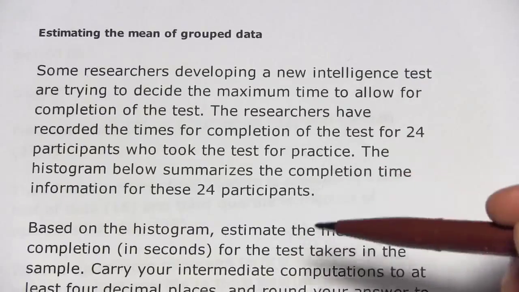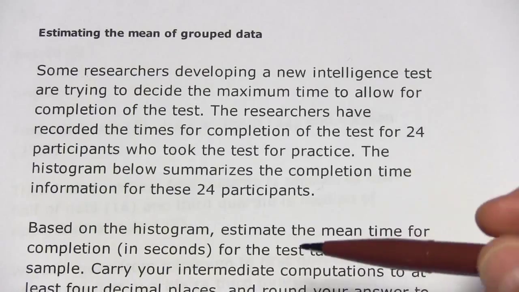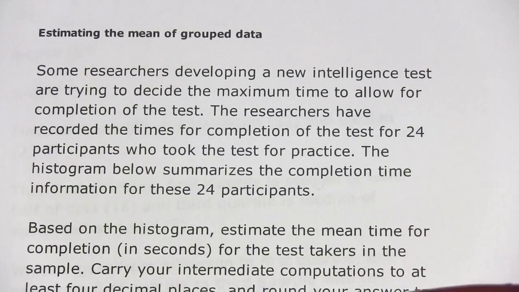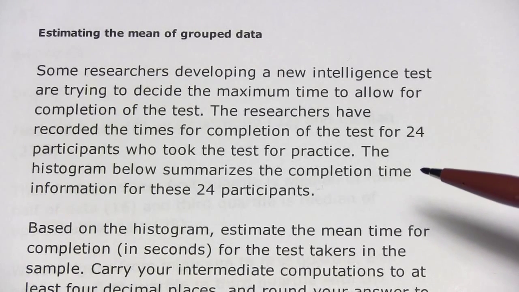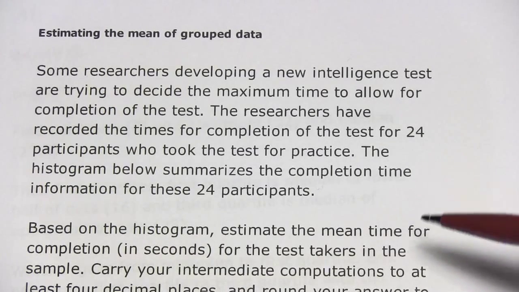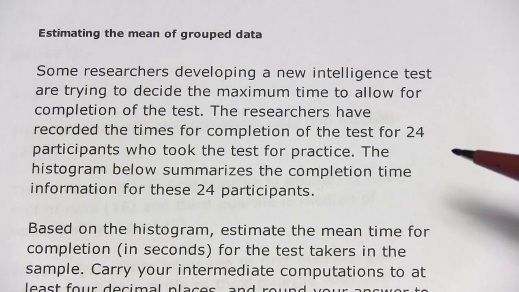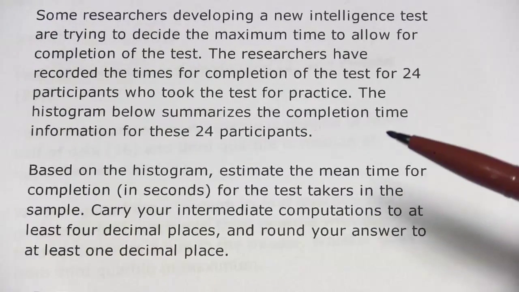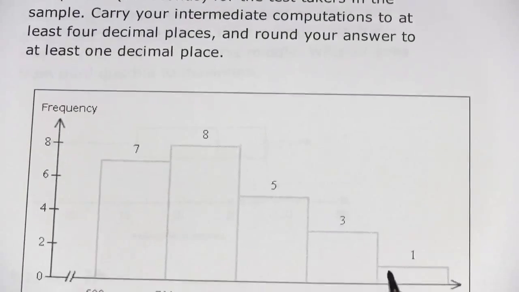In this problem, we've got some grouped data, and we're going to try to estimate a mean for it. The problem says that researchers were developing a new intelligence test and trying to decide the maximum time to allow for completion. So basically, they tested all these people and saw how long it took for them to complete. There were 24 people, and then we have their time to complete the test. And they made this histogram based on that data.